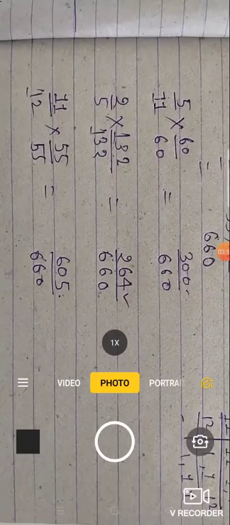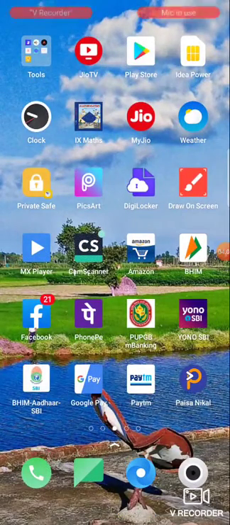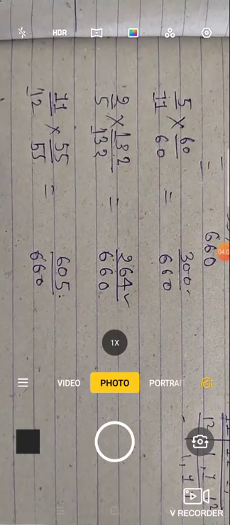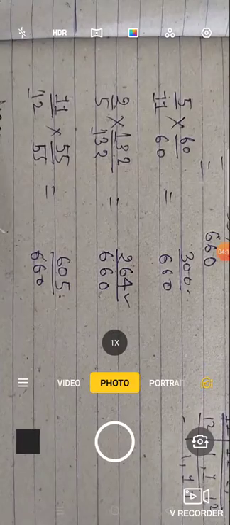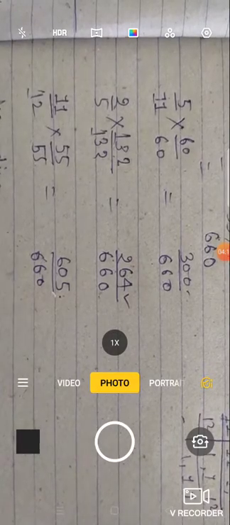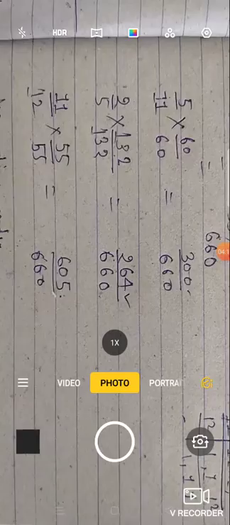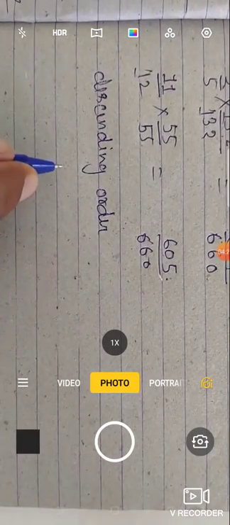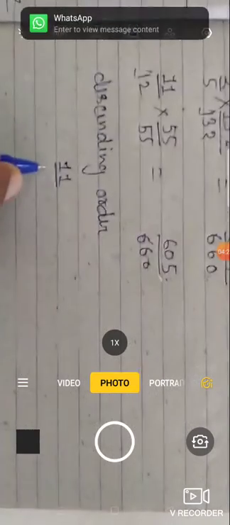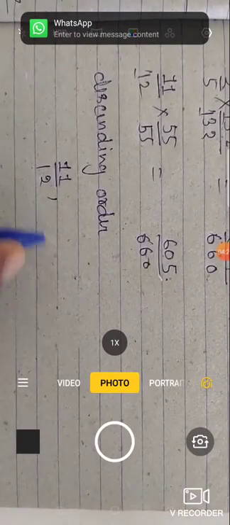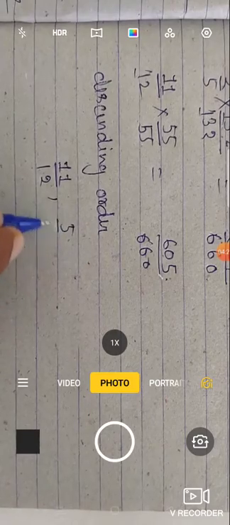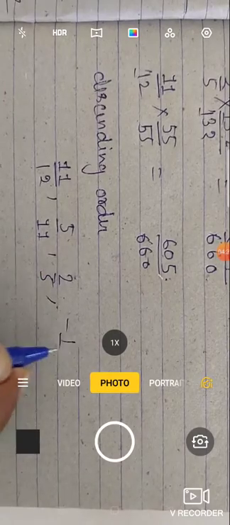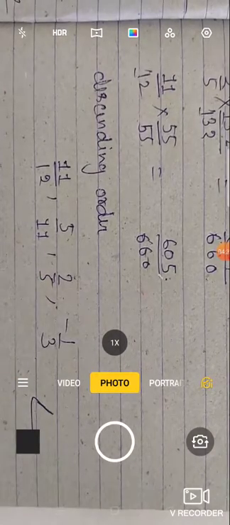So what do we want? We want descending order, dear students. How will we write descending order? Which number is greater? That is 605, meaning 11 upon 12. Then 5 upon 11. Then 2 upon 5, and last minus 1 upon 3. So that is the answer of this question.